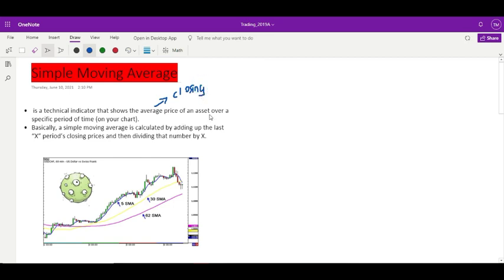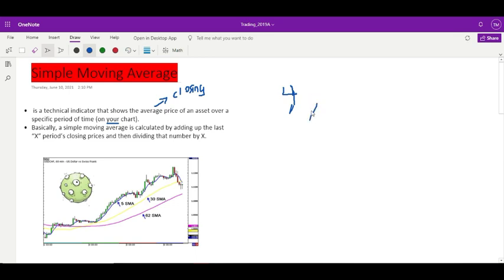So it's not just the average price of an asset, but the closing price of an asset or a pair over a specific period of time on your chart. Basically, a simple moving average is calculated by adding the last X periods of closing price, then dividing by X. Let's say you're calculating a moving average for four periods, so you're calculating the last X periods.